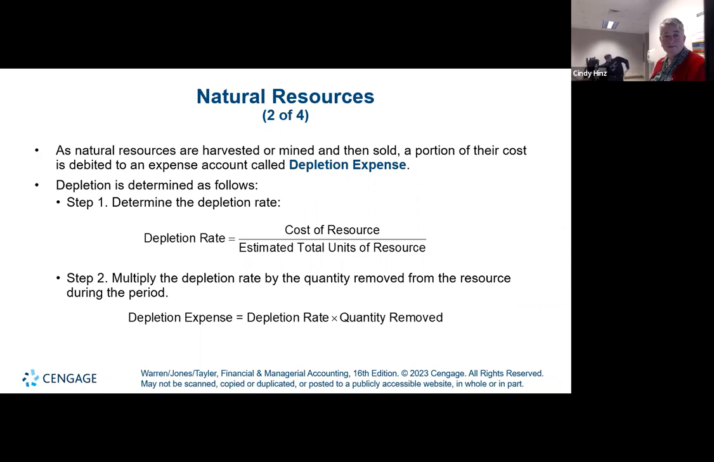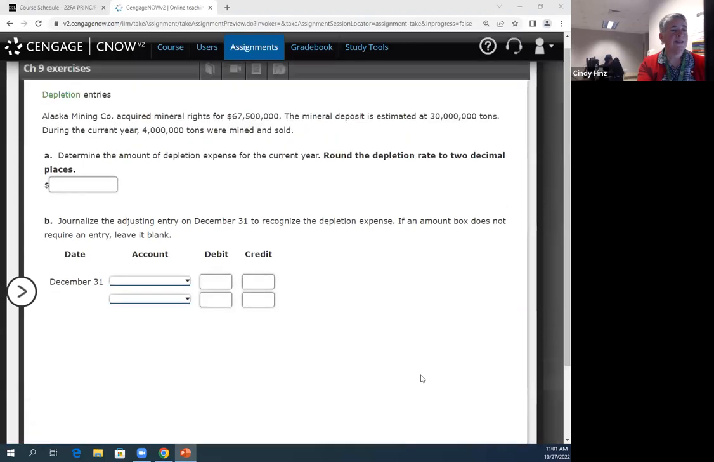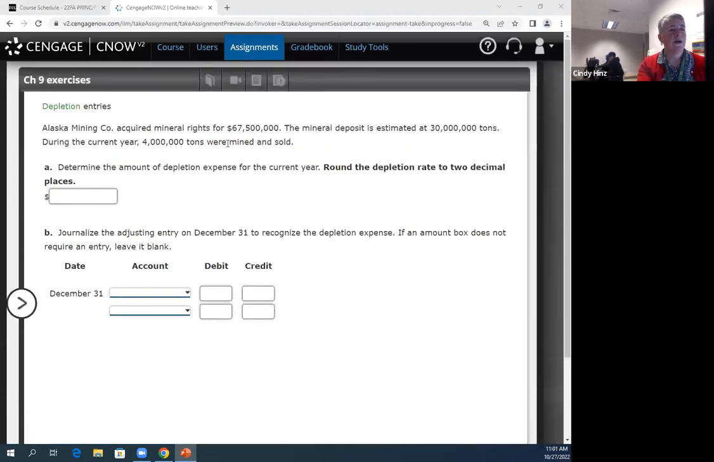So in our exercise, we can go to that exercise right now. You'll notice that it says during the current year, 4 million tons were mined and sold. So the assumption is we harvested the minerals, it doesn't tell us what kind, and we sold them in the same year. That's important to know because if we didn't sell them yet, it's now inventory for us. It's still an asset for us. So it is important for this exercise that we're talking about a product that was harvested and sold in the same period.